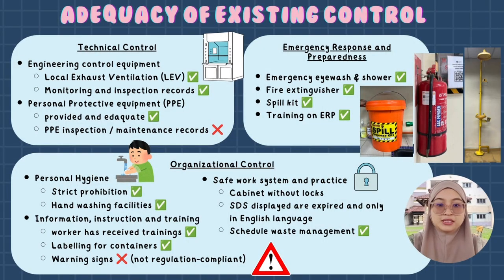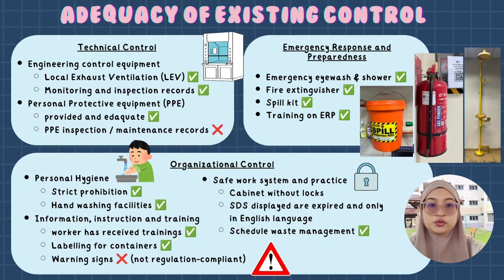My name is Iman and I will discuss the adequacy of existing control for Makmal Kimia 1. We have 3 categories of control, which are technical control, emergency response and preparedness, and organizational control. For technical control, the laboratory is complete with engineering control equipment such as local exhaust ventilation (LEV) and general exhaust ventilation (GEV), since there are chemical hazards to health present in the work area. The monitoring and inspection record for LEV, which is the fume hood, is also available on site.